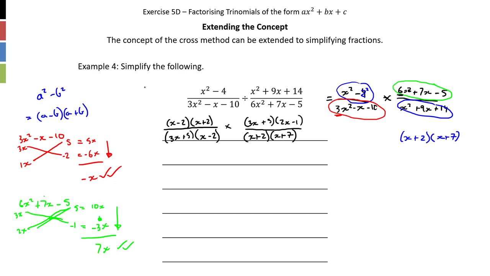So now that we've got it done, let's do some cancelling. Okay, we had an x minus 2 and an x minus 2. We have an x plus 2 and x plus 2. We have a 3x plus 5 and a 3x plus 5. That means all we are left with from this giant looking monstrosity is 2x minus 1 on x plus 7.